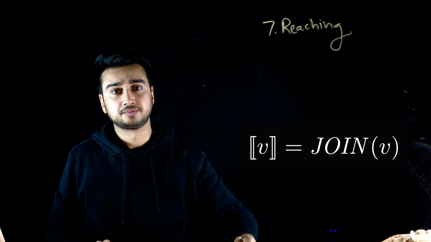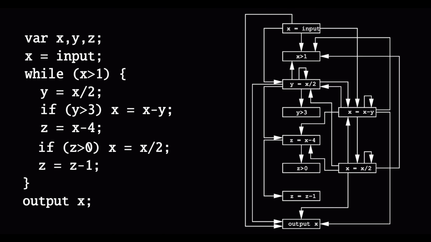whatever assignments they previously got their values from. One thing that's cool about this analysis is that we can use it to construct what's called a def use graph. So in a def use graph, edges will go from definitions to possible uses. So for our example program, this will be the def use graph.